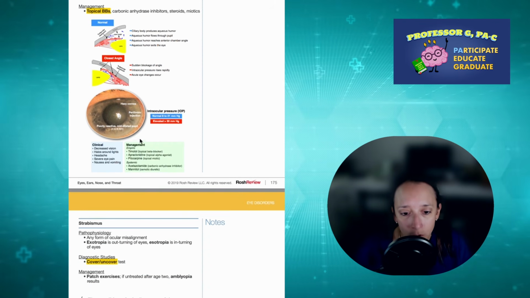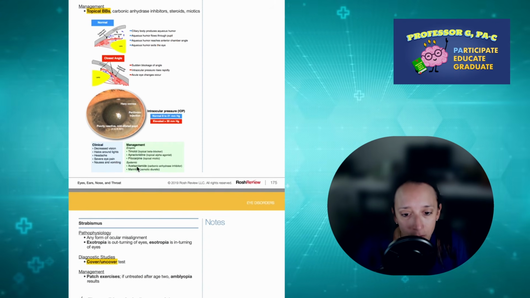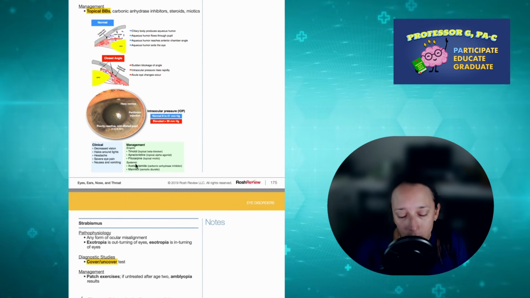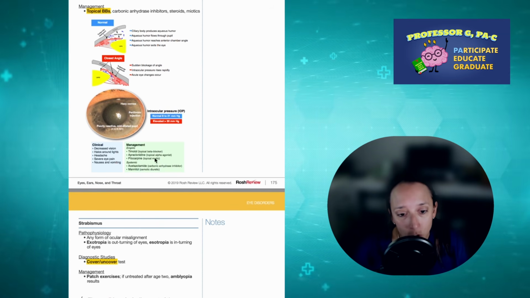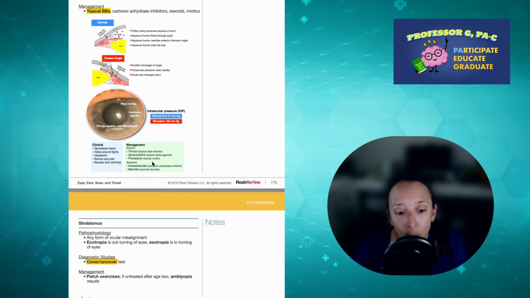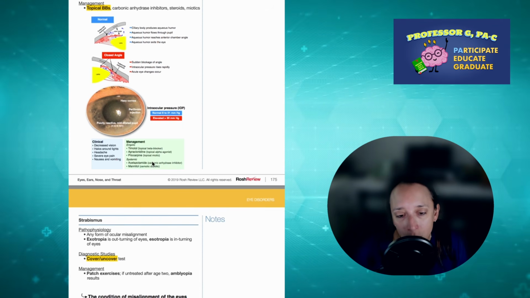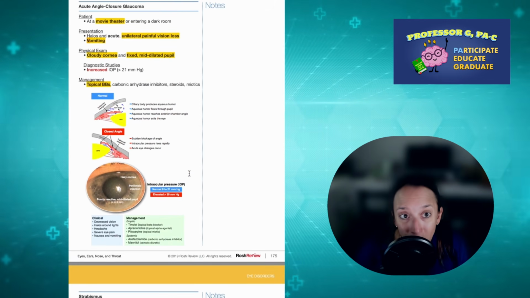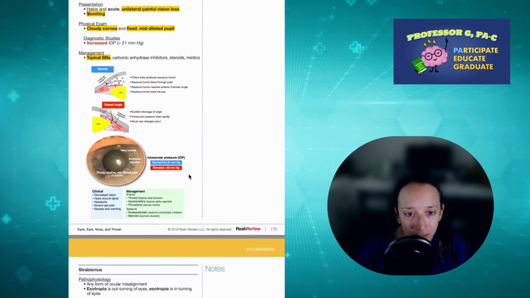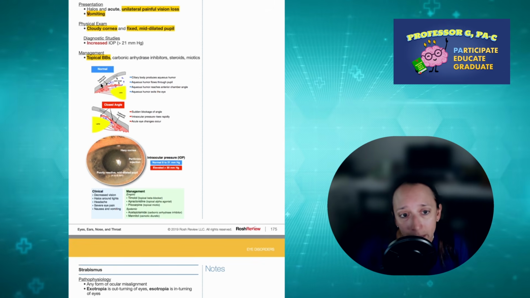And here's some of the other treatments that we'll do. We'll do the IV acetazolamide, mannitol to help reduce the pressure, and then these to also try to constrict the eye so that we have opening of the angle. And we need an urgent or emergent ophthalmology consult. And this is in contrast to the open angle glaucoma.